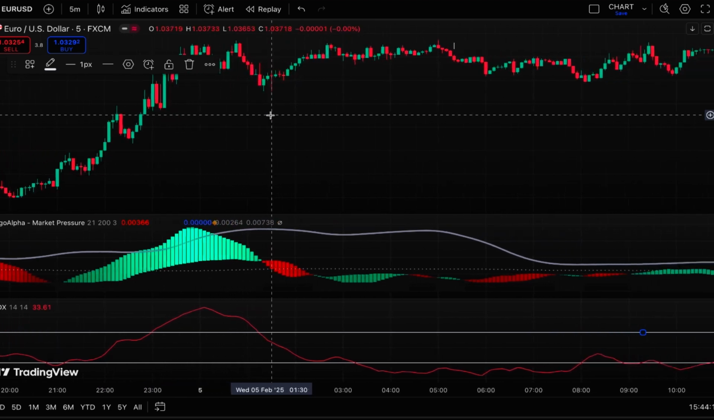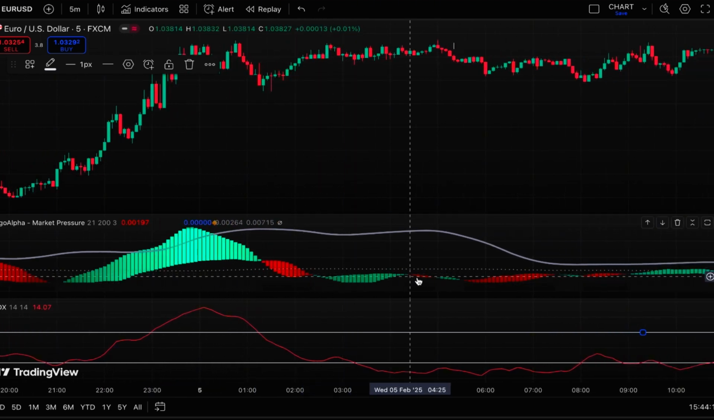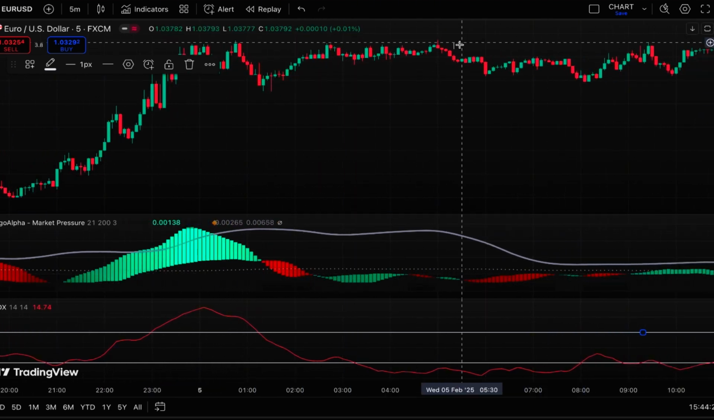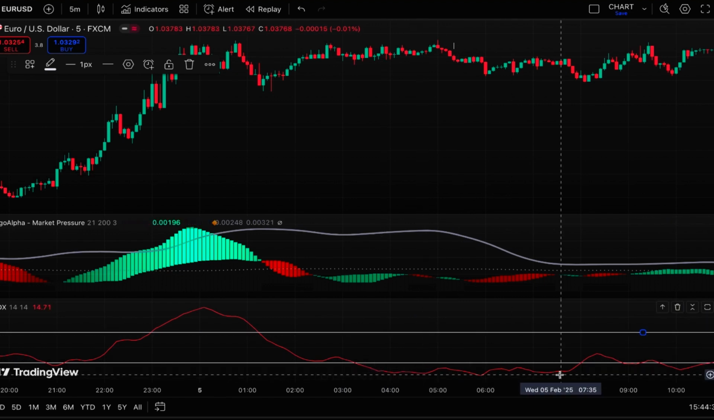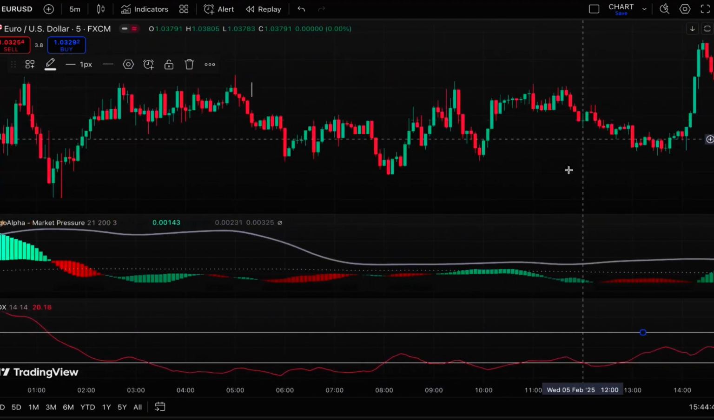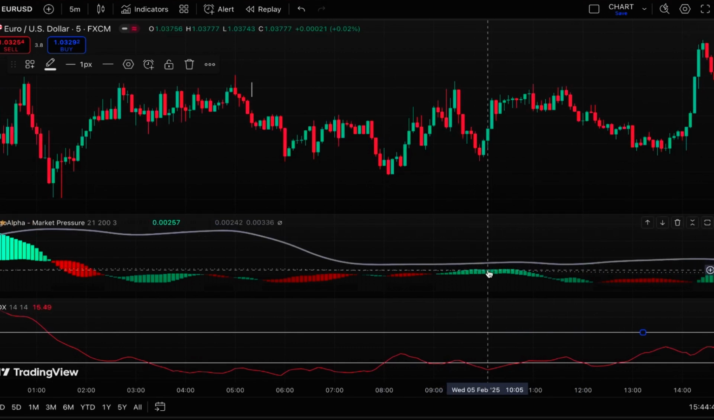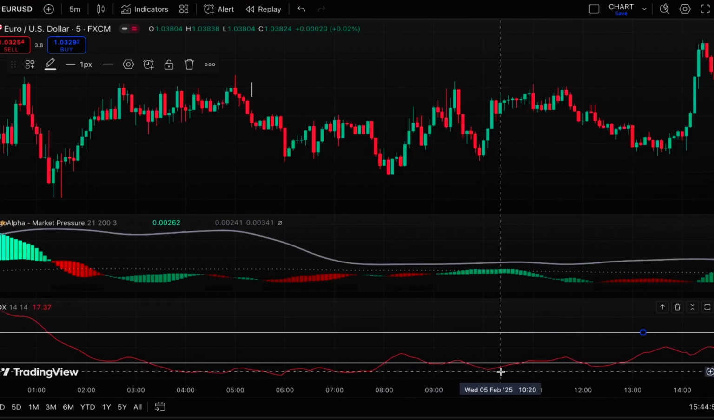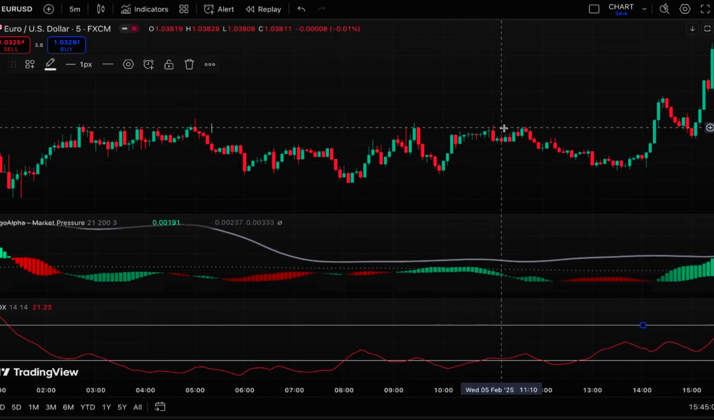From here, you can see that the histogram totally went below center line, indicating range market. ADX is also below 20, further confirming that the market is not trending. Around here, you can see that we have the bars above the center line, but ADX is not confirming, and this was correct rejection because as you can see, we didn't get any breakout at this point.